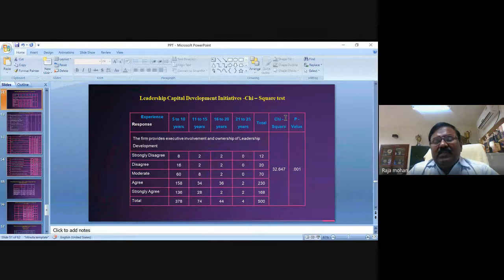leadership capital, see chi-squared, it is popular. This is the concept, and actually we have the calculated value, but the table value we are not having. Here we have p-values, from which we can come to the conclusion whether it is significant or not.